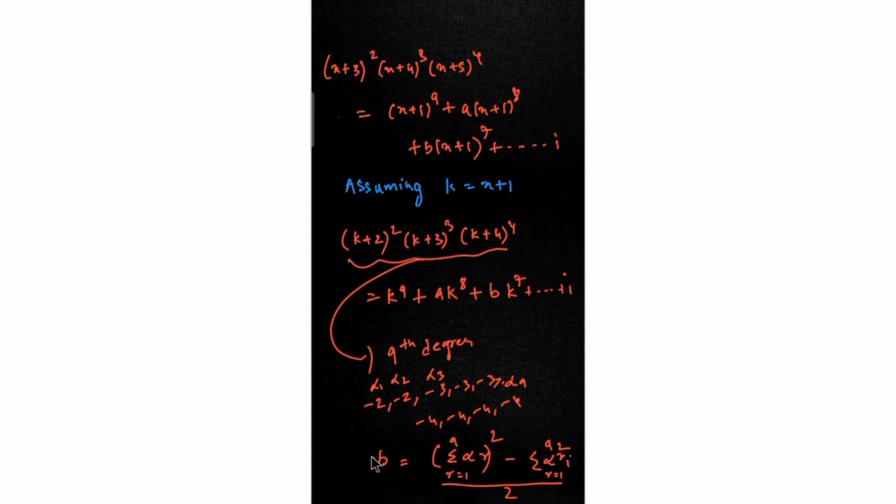So b, if I say it in words, is actually taking two roots at once. You can just check it from binomial expansions. This b, which is the coefficient of k power 7, is actually taking two roots at once. You can infer that from here also.